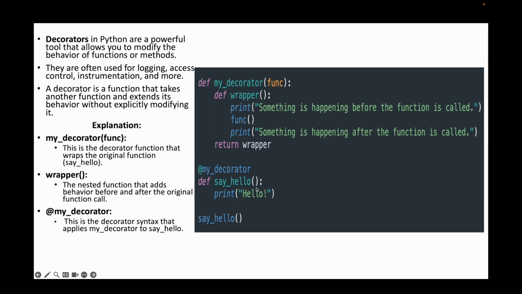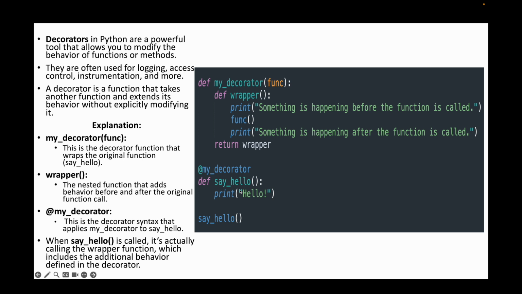Okay, so @my_decorator, this is the decorator syntax that applies my_decorator to the say_hello function. Okay, so when this say_hello function is called, it actually calls the wrapper function, which includes the additional behavior defined in the decorator function. So though we are calling this function, because of the decorator we are changing the behavior of this function without making any changes to the code itself. Okay, so that's where we can make use of a decorator.